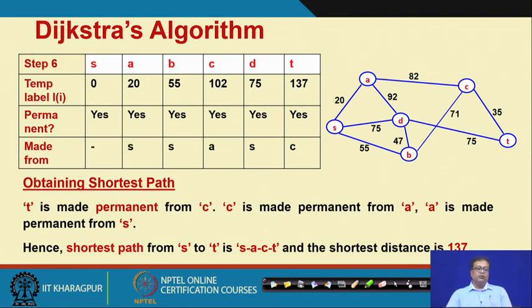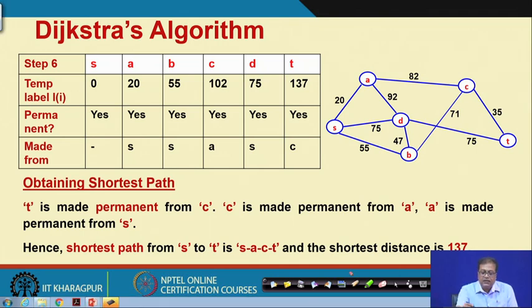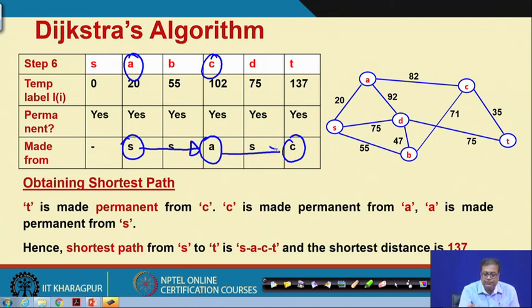In our final table, what we find is that all the temporary labels are now permanent, and this is how each was made from. Interestingly, T is made permanent from C. C is made permanent from A, and A is made permanent from S, right. So, what is our path? The path is S to A, and A to C, and C to T, right. So, SACT is our shortest distance.